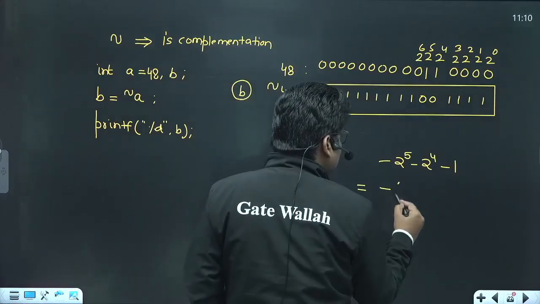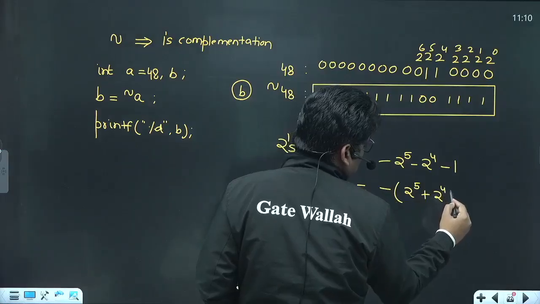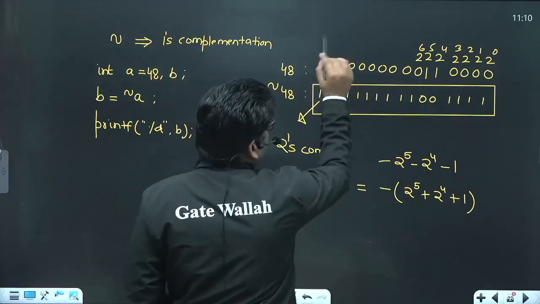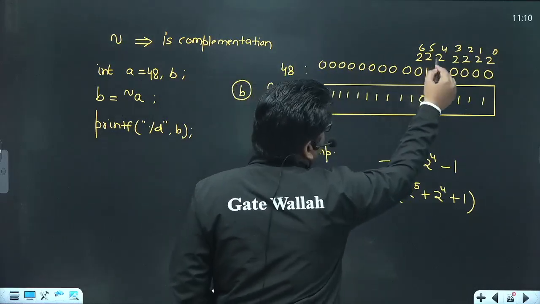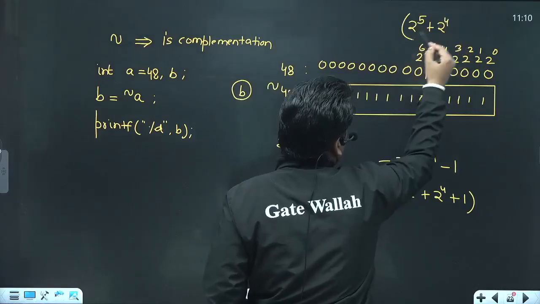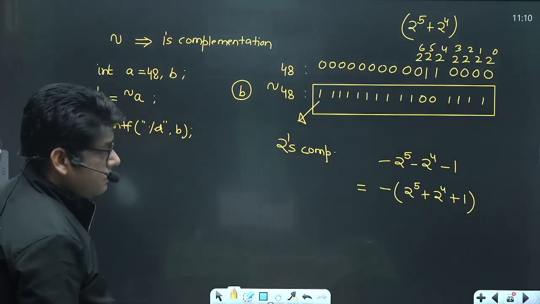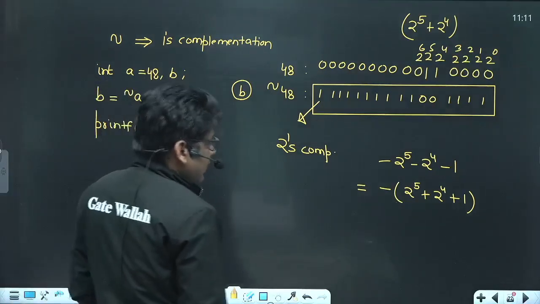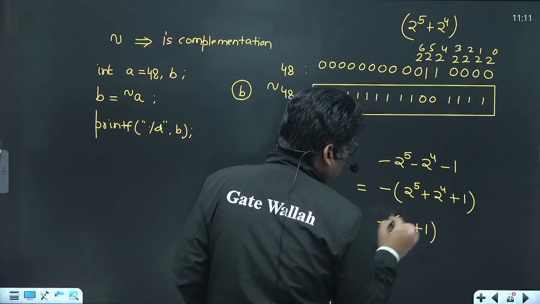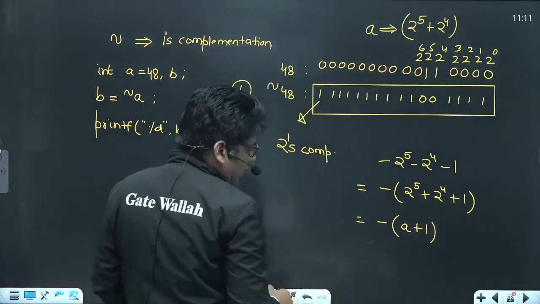Can I write it like this? Minus of 2 raised to the power 5 plus 2 raised to the power 4 plus 1. Yes, sir. What is the actual number? Sir, please try to understand, the actual number was 2 raised to the power 5 plus 2 raised to the power 4. Am I right? Isn't it minus of a plus 1? Of course, sir. The number a was this, isn't it?